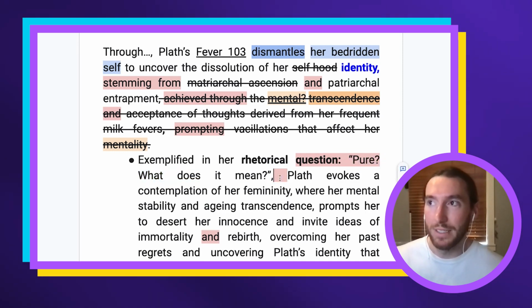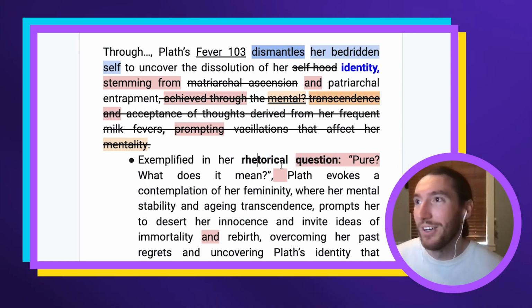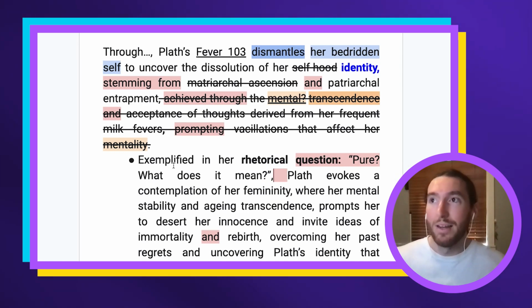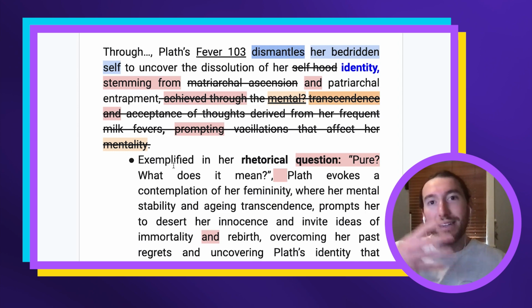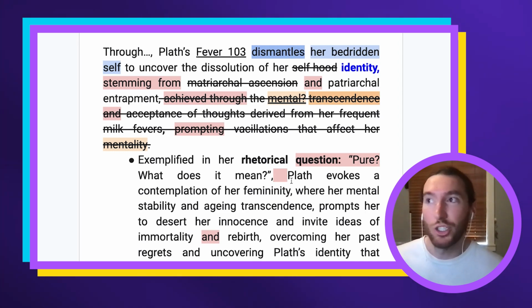So it didn't have a comma after this, even though I know it looks funny there because there was a question mark within the quote, because you needed that question mark to show that it was a rhetorical question. You do still need a comma afterwards, because there would be a natural pause there. Exemplified in a rhetorical question, pure, what does it mean? Plath evokes, see, we have to pause to then say what Plath is actually doing. So the way that this is structured does require a comma there. So just be careful with that.